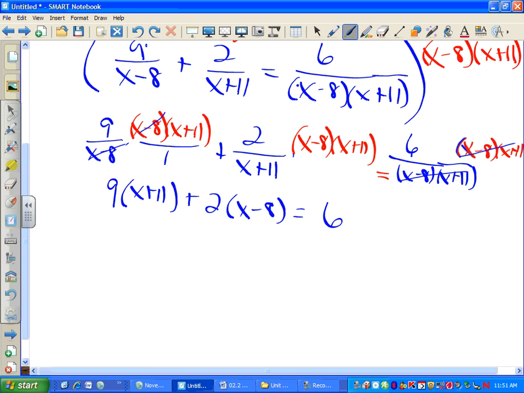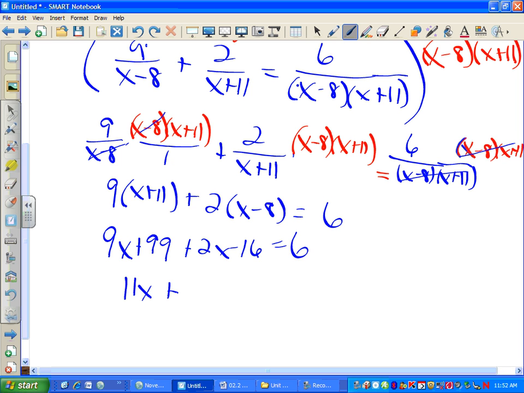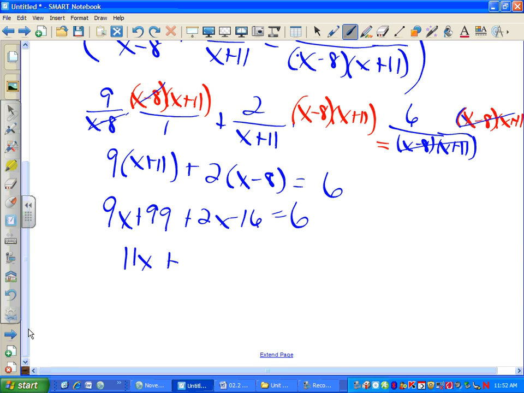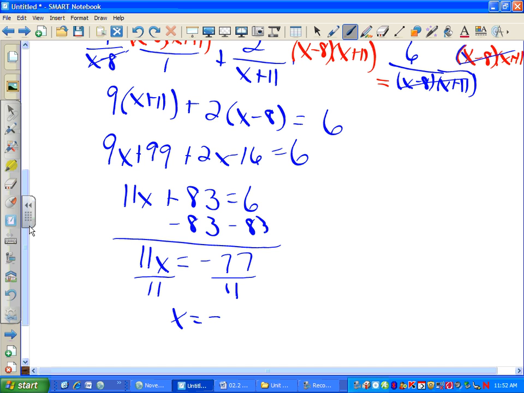From here, what do you think we ought to do next? So we're going to have 9x plus 99 plus 2x minus 16 equals 6. We're going to collect terms. The 9 and the 2 are going to give me 11x. The 99 take away 16 is going to give me what? 83 equals 6. Now it's just a two-step equation. 11x equals negative 77, divided by 11. x equals negative 7. Okay.